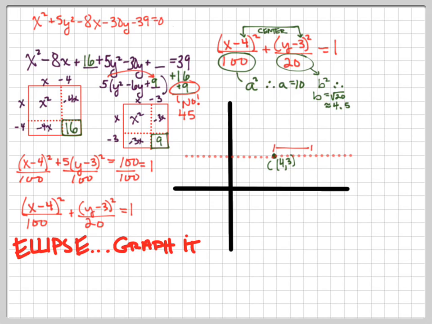So there's my center point, 4 and 3. I go over 10 as that's attached to x. That's my major axis, and I go up 4.5-ish because that's my minor axis. And then I could find those points in blue.